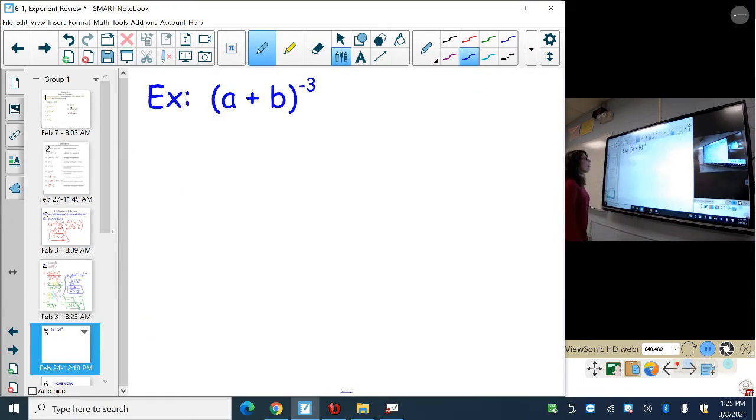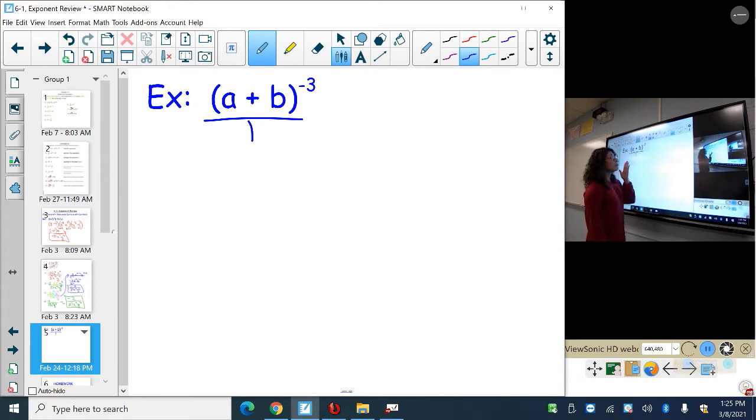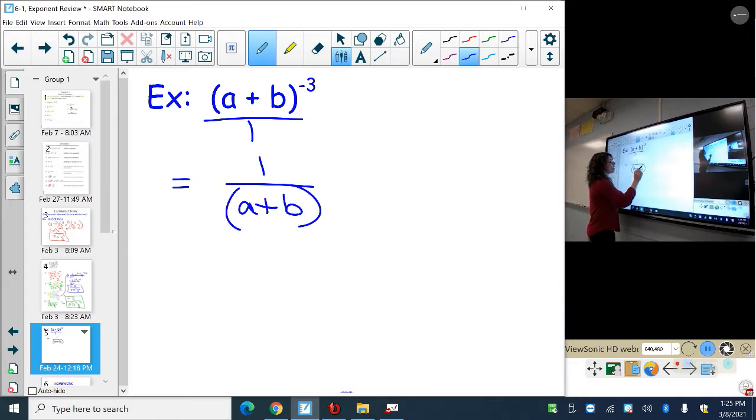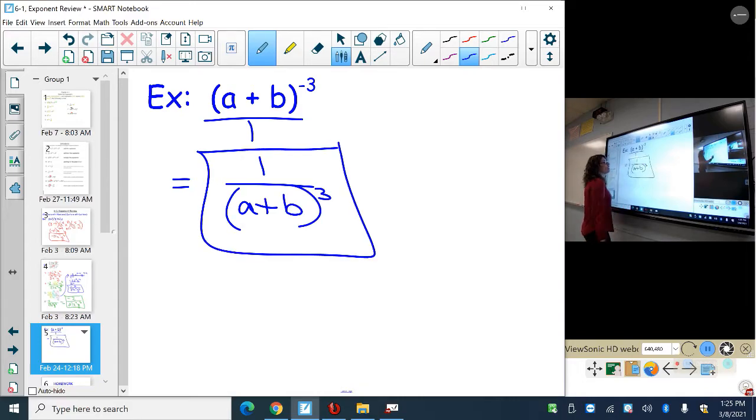Okay? Next, put this thing over 1. A plus B is one quantity and should be moved together. It has a negative exponent, so therefore, it goes down to the bottom and becomes A plus B quantity cubed. And you are done.